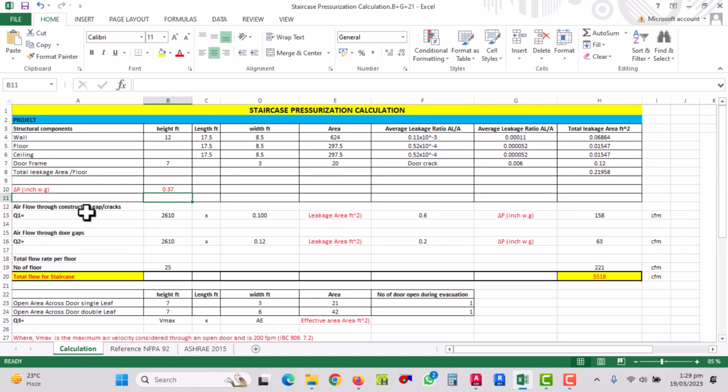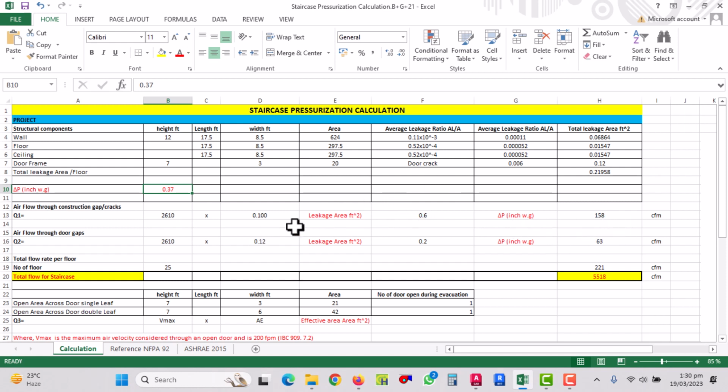Now this is the equation to calculate the airflow through construction gaps. What are the construction gaps? Construction gaps are wall, floor, and ceiling. These are the construction elements. So we need to calculate the airflow through these cracks. This is the total leakage area of the construction elements, and this is the CFM airflow that will flow through these leakages at the pressure of 0.37. So I just put in these values, and everything will be calculated automatically.